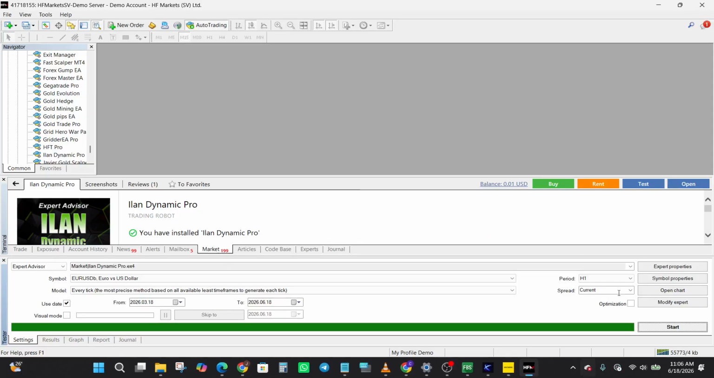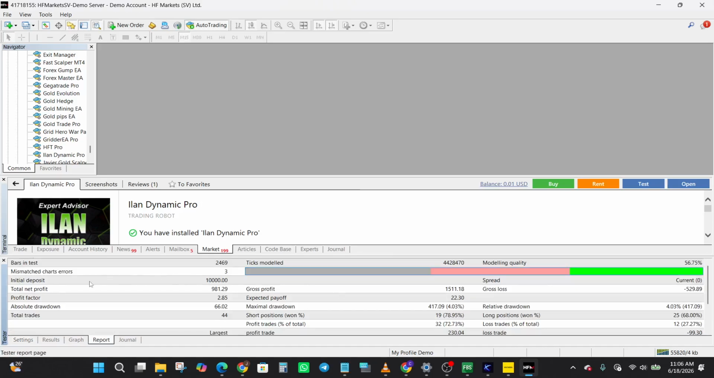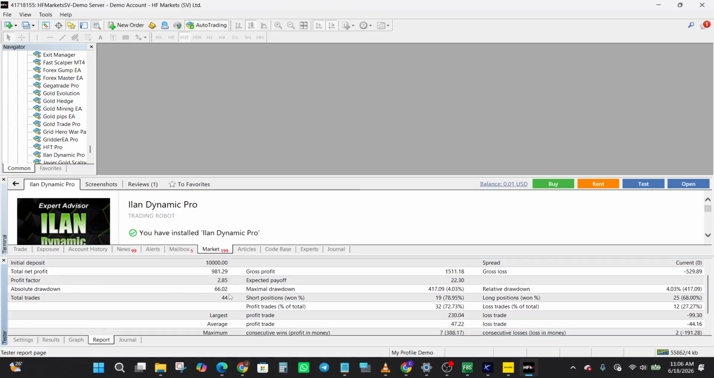Let's head over to our strategy tester and see how the EA performed over the past 3 months. I'm testing the Ilan Dynamic Pro on EUR/USD on the H1 time frame. Looking at the report, I can see that from an initial deposit of $10,000, the EA generated a net profit of $981.29 out of 44 trades.